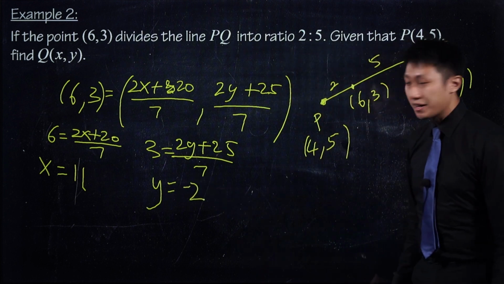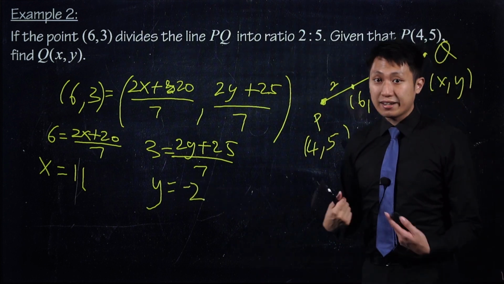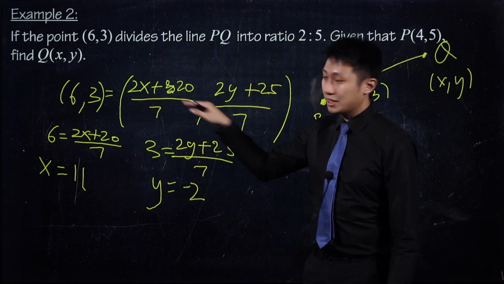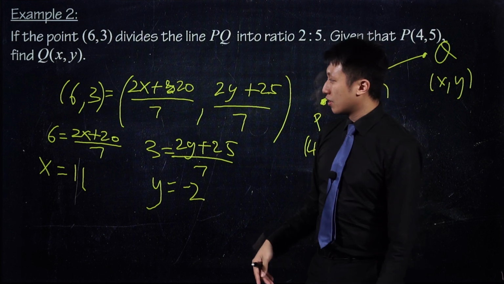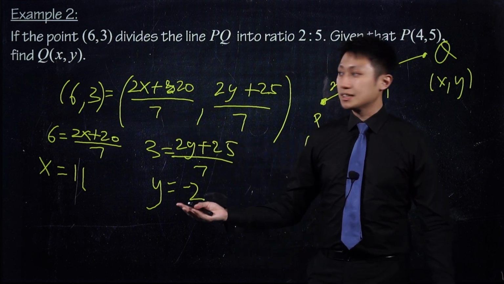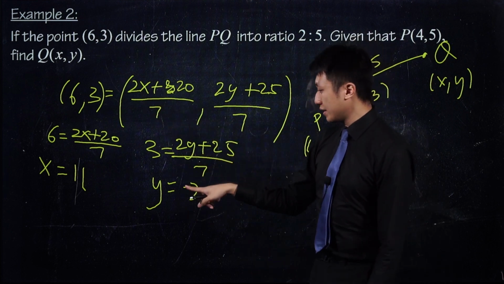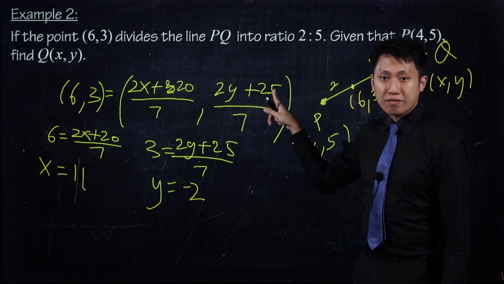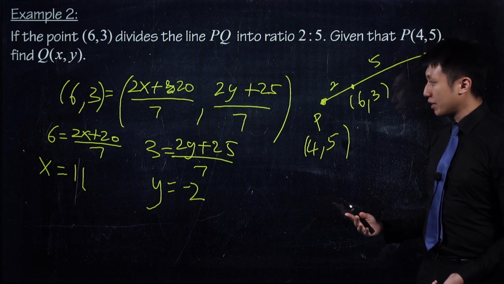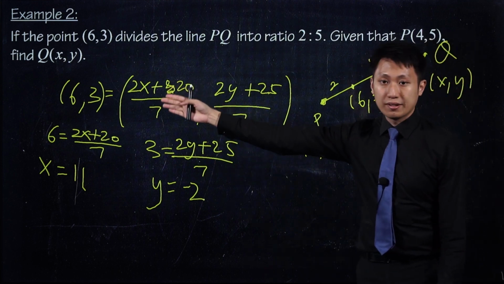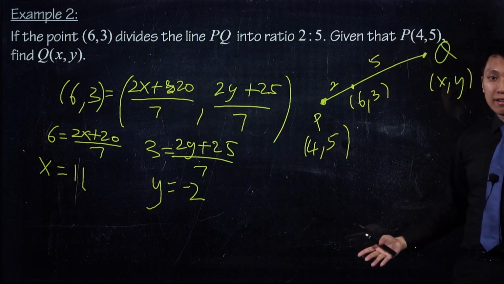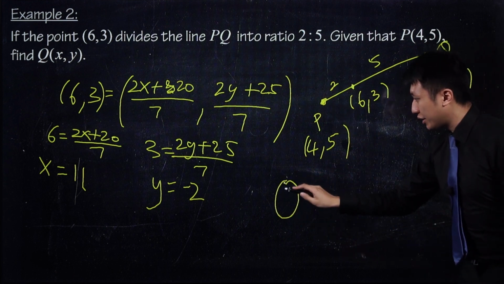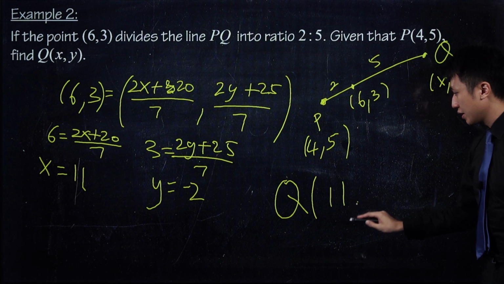Okay, let's just verify this, see whether I did it correctly. Okay, x, I put it here, 22 plus 20, 42. Okay, divided by 7 is 6. Then here, 2, negative 2, put it here, negative 4. 25 minus 4 is 21. Divided by 7 is 3. You get the answer? Yes, you get an answer. Means that the coordinate for Q is Q 11, negative 2.